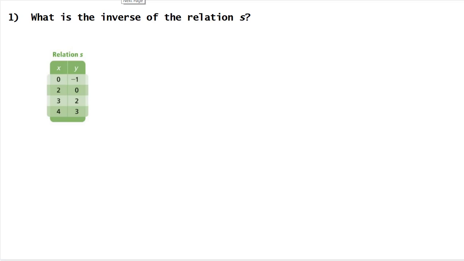This first problem is just asking us to find the inverse of that relation. And so it's just making us create a table where we reverse the x's and the y's. What was originally the x's is now going to become the y's, and what was originally the y's is going to become the x's.